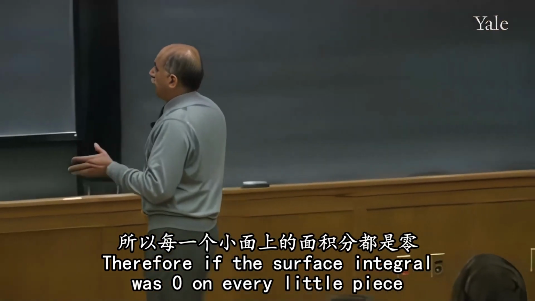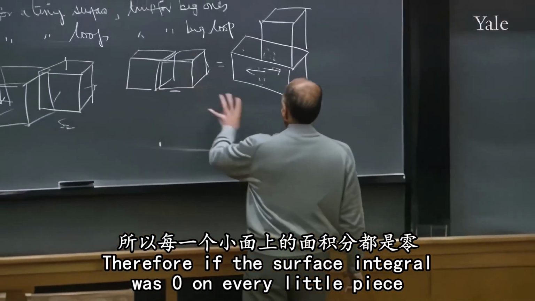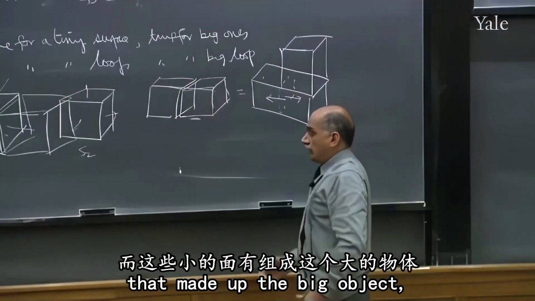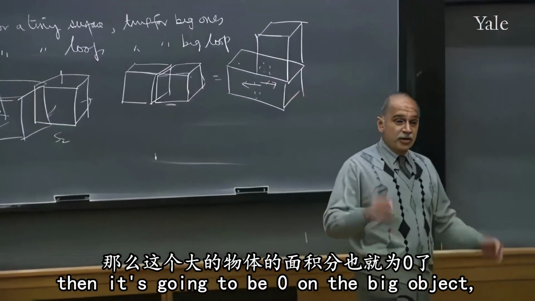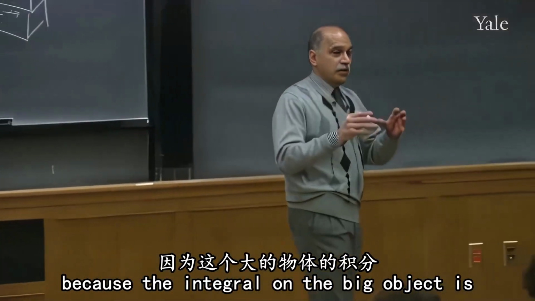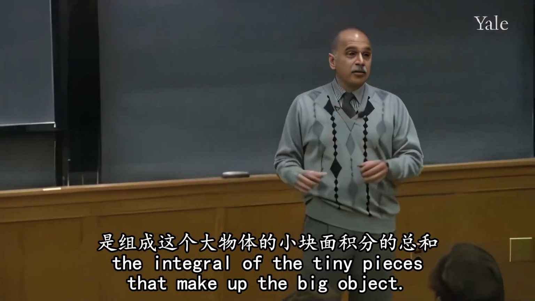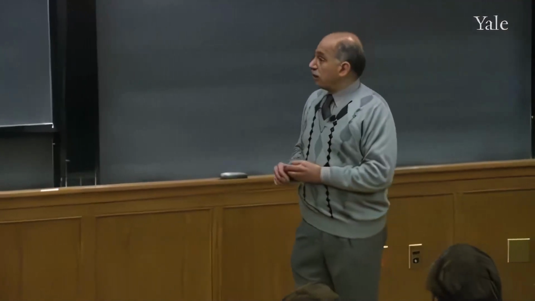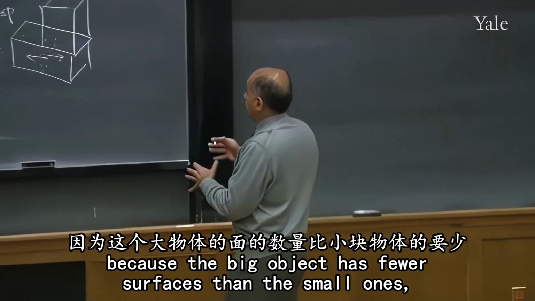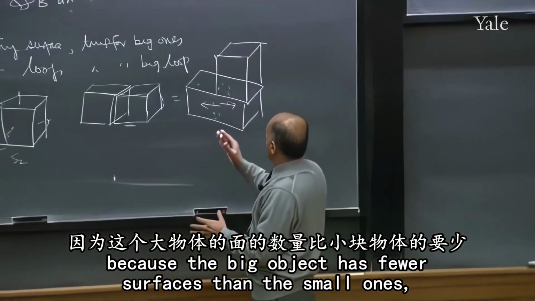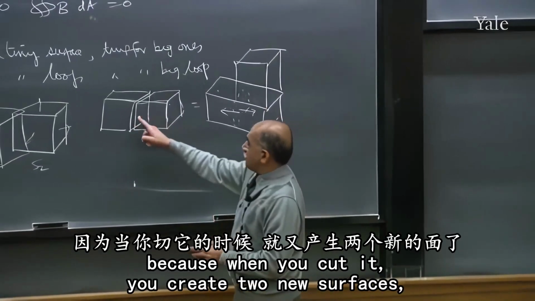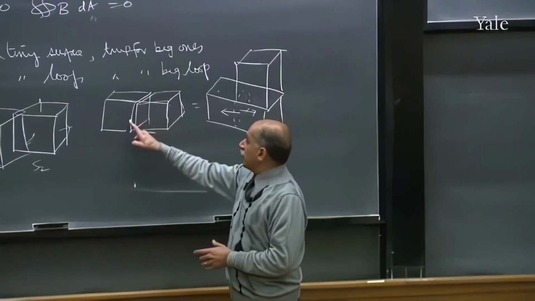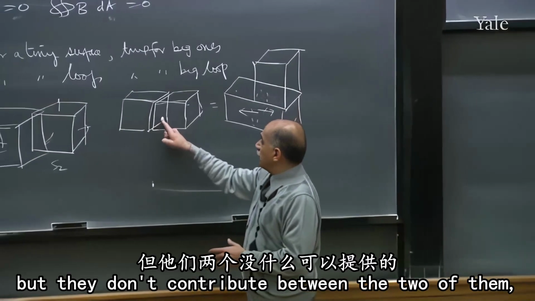Therefore, if the surface integral was 0 on every little piece that made up the big object, then it's going to be 0 on the big object, because the integral on the big object is the integral of the tiny pieces that make up the big object. This is a very profound idea, because the big object has fewer surfaces than the small ones, because when you cut it, you create two new surfaces, but they don't contribute between the two of them because they cancel.